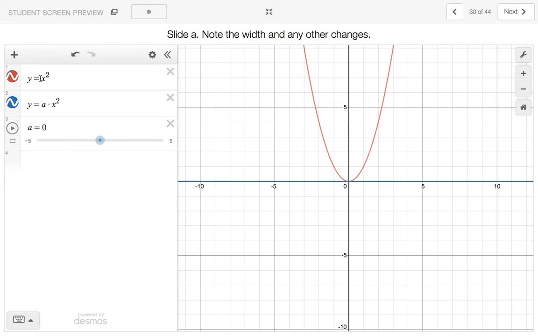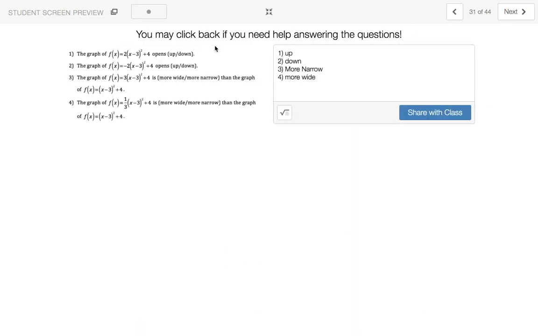Well, think about that. That would mean if a was 0, the number in front of the x squared was 0, that means it's not a quadratic, right? It's a linear function. Okay.